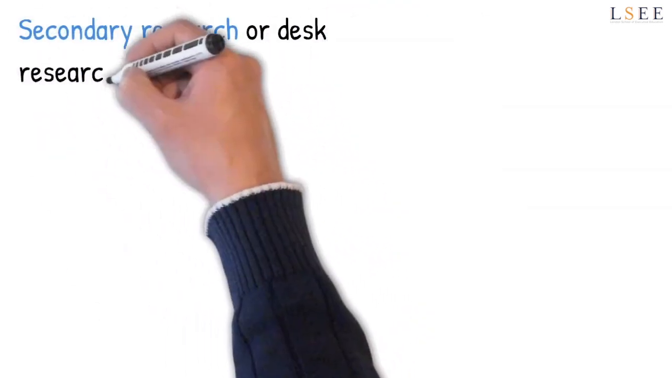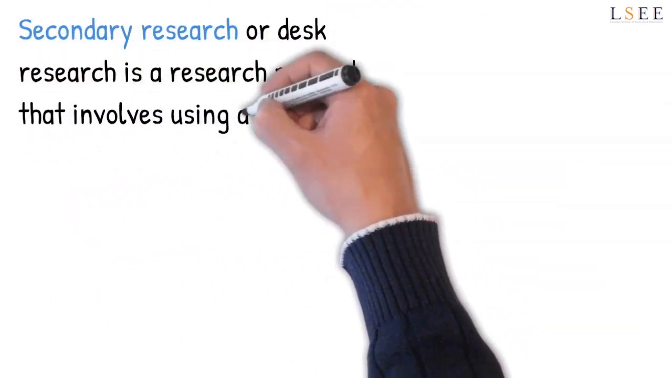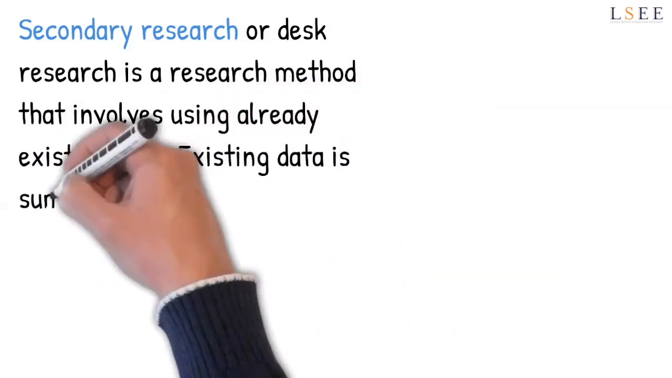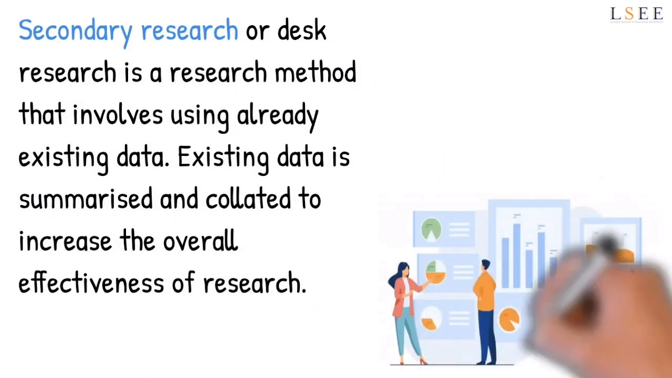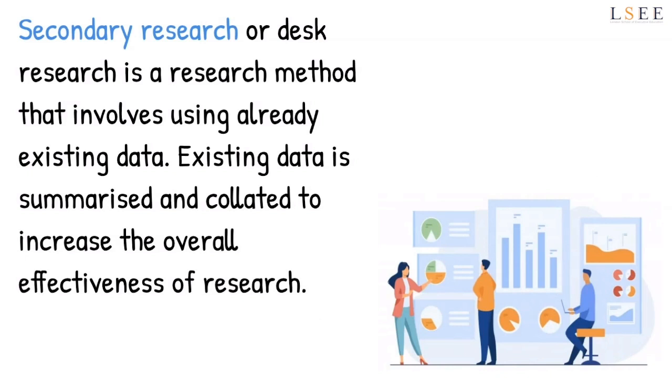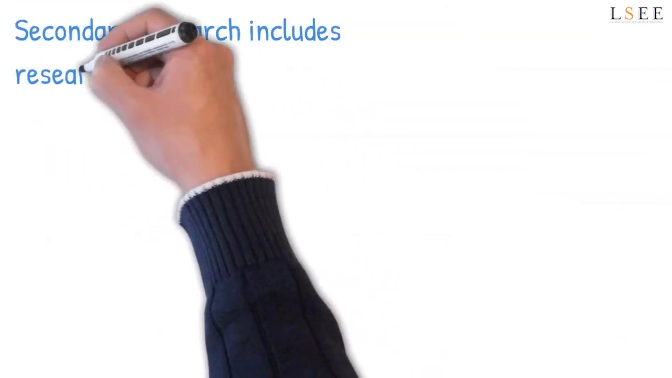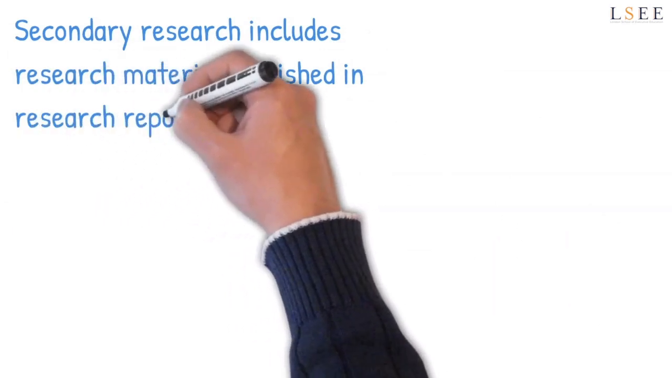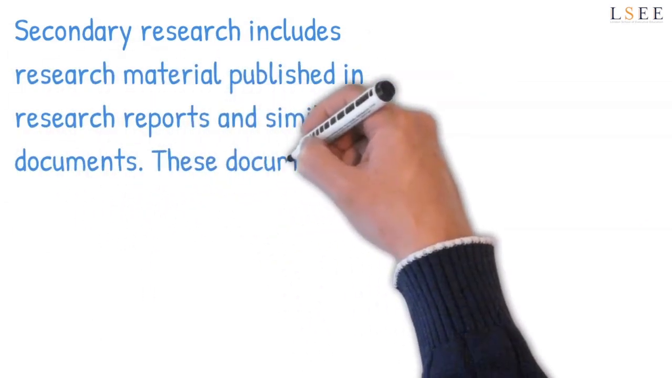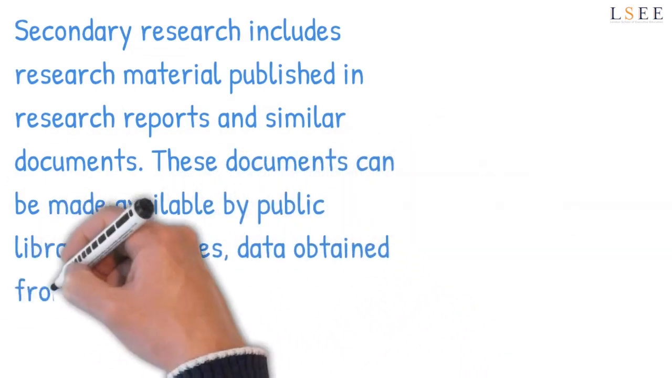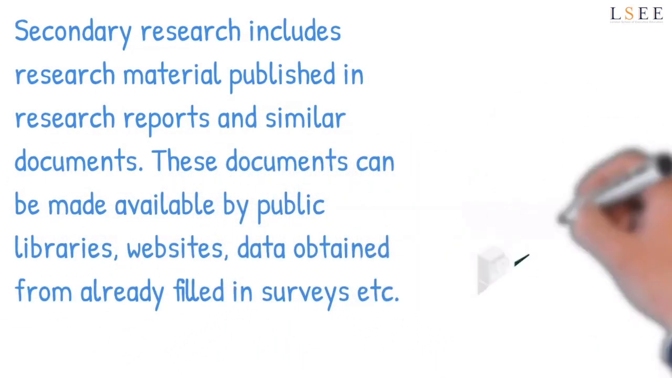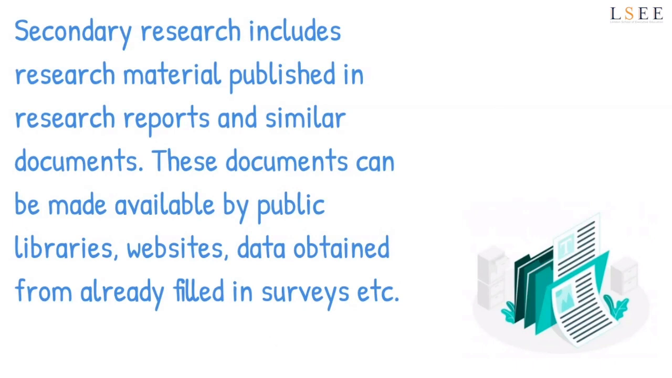Secondary research or desk research is a research method that involves using already existing data. Existing data is summarized and collated to increase the overall effectiveness of research. Secondary research includes research material published in research reports and similar documents. These documents can be made available by public libraries, websites, data obtained from already filled-in surveys, etc.